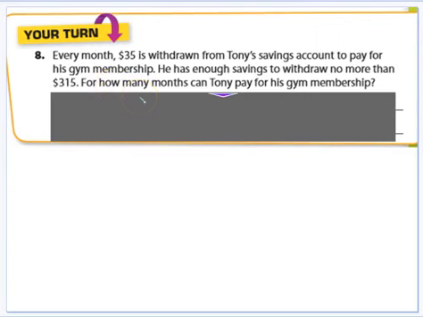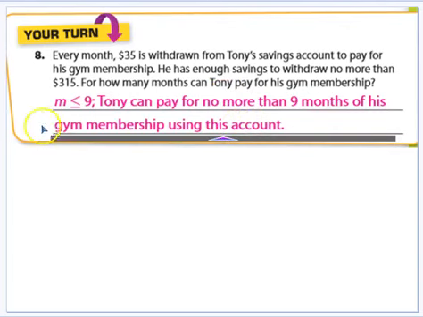Pause it right now. 3, 2, 1. Every month, $35 is withdrawn from Tony's savings account to pay for his gym membership. He has enough savings to withdraw no more than $315. For how many months can Tony pay for his gym membership? m is less than or equal to 9. Tony can pay for no more than 9 months of his gym membership.